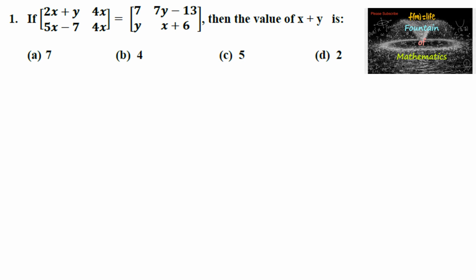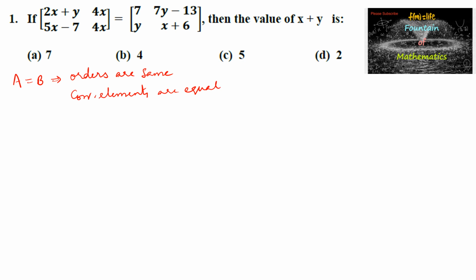If the 2 by 2 matrices [2x+y, 4x; 5x-7, 4x] and [7, 7y-13; y, x+6] are equal, then the value of x plus y is. So we know that two matrices are said to be equal when their orders are the same and the corresponding elements are equal.